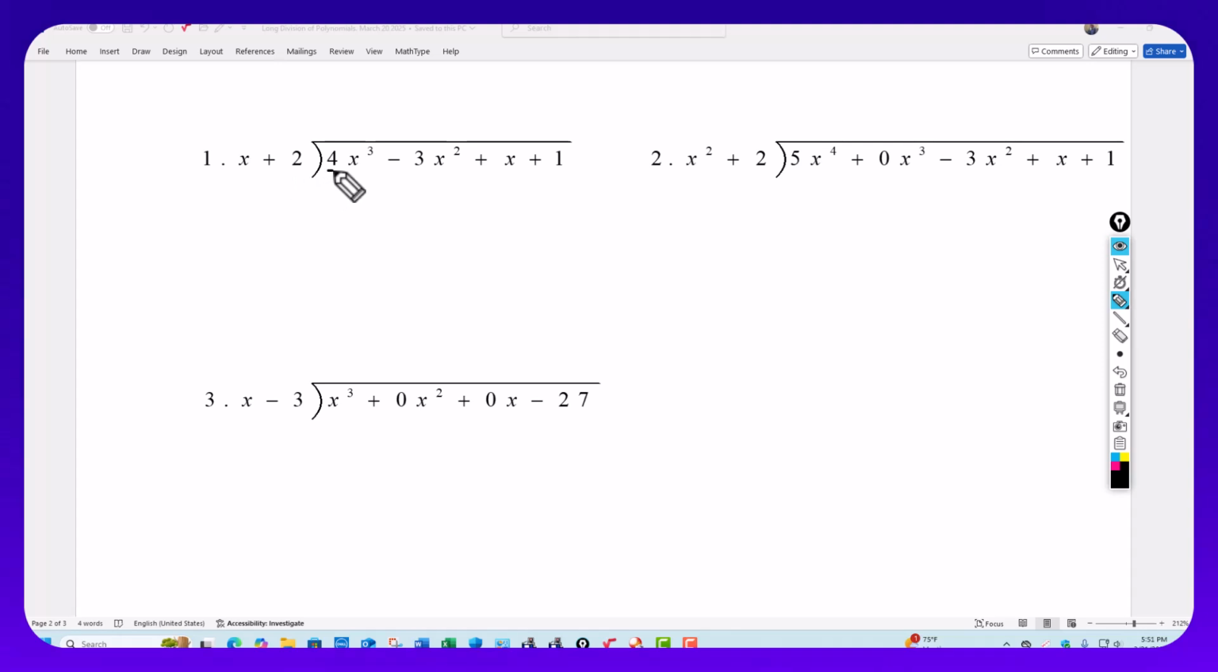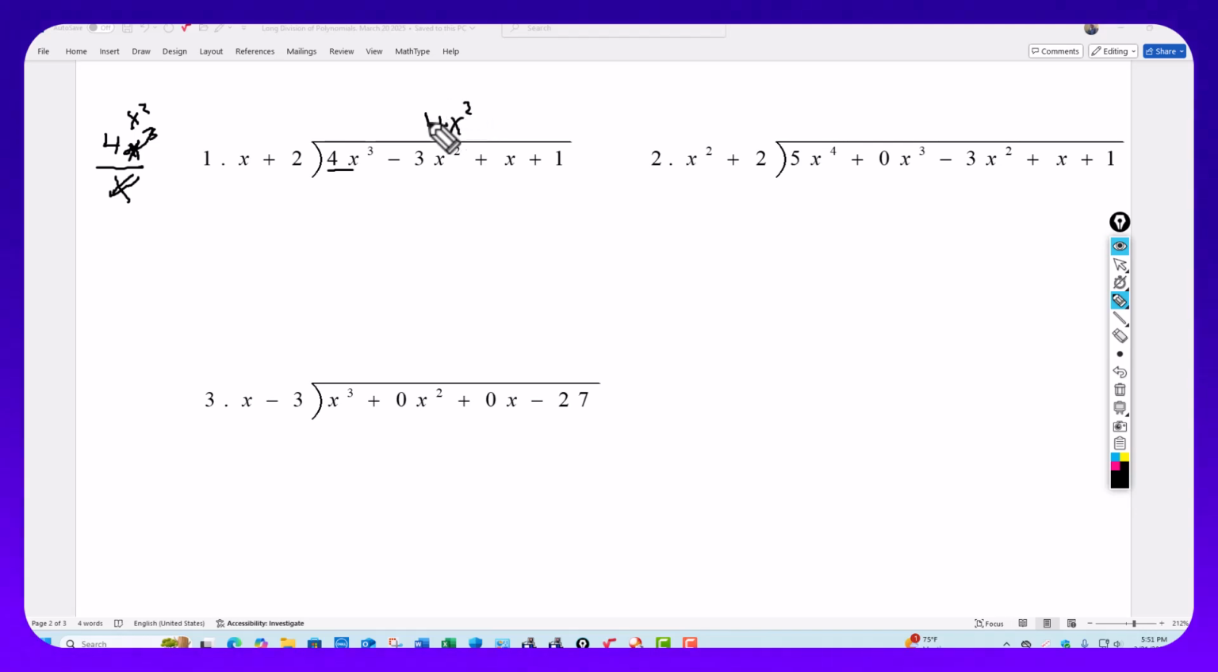So basically it's going to be the first term of the dividend divided by the first term of the divisor. So it's 4x to the third divided by x. And you can see here, this is going to be reduced from x to the third to x squared. And then put it in the appropriate place just to make it easier here. So this would be 4x squared here.